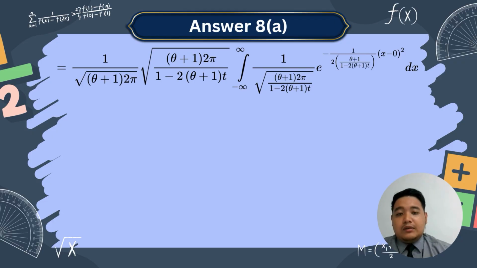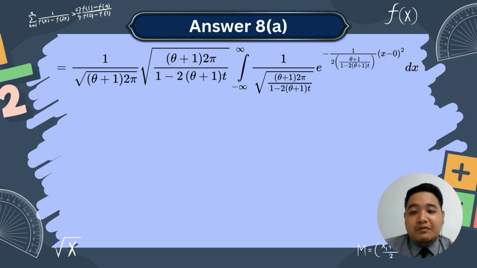Now, to make it look more like the normal distribution function, we need to put 1 over the square root of 2 pi sigma squared at the front of the exponent. So that's why I put 1 over the square root of (theta plus 1) 2 pi over (1 minus 2 times (theta plus 1) t) at the front of the exponent. But in order to put it there, we need to put something reciprocal to it at the front of the integral, so that if we multiply both of them together, we will get 1. So that's why I put the square root of (theta plus 1) 2 pi over (1 minus 2 times (theta plus 1) t) at the front of the integral.